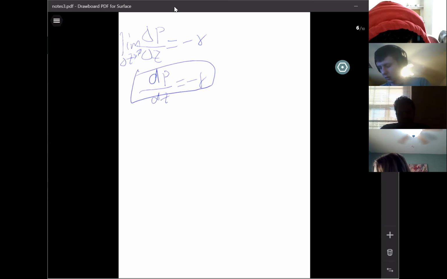I said it's a solution, but it's not. It's a differential equation. It's the simplest differential equation you can have. It's a derivative equal to gamma. You can solve it, right?